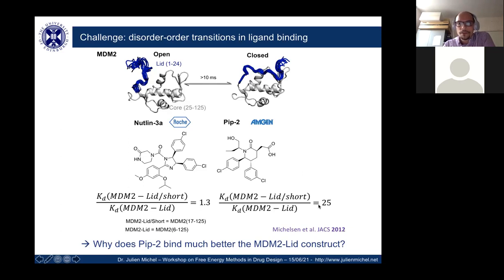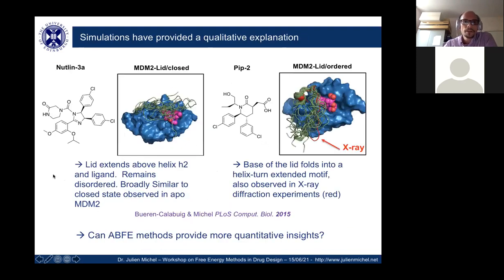There's a 25-fold preference for having the full intrinsically disordered region present. And so that's a very interesting question for us. Why does PIP2 bind much better to the MDM2 lid construct? It is something we looked at in previous years using simulation methods, and then we came up with some qualitative explanations. If we carry out enhanced sampling simulation, we get a picture where we see that, for instance, when nutlin binds to MDM2, the lid region here in green prefers to stay close and wrap above the ligand and a long helix here.